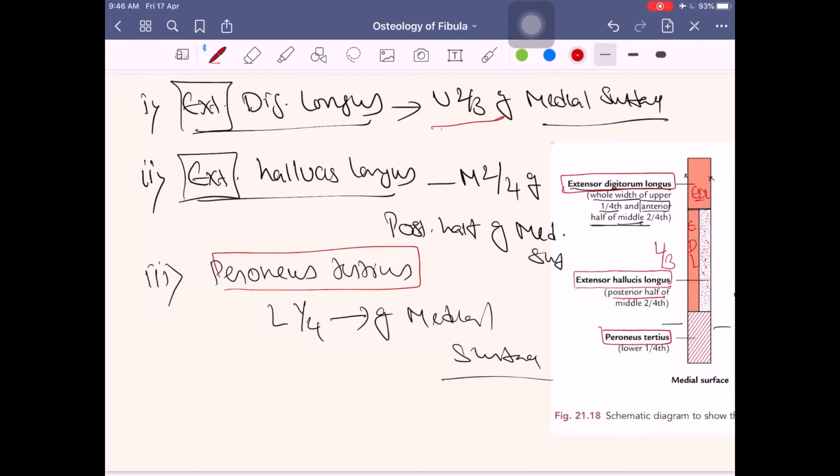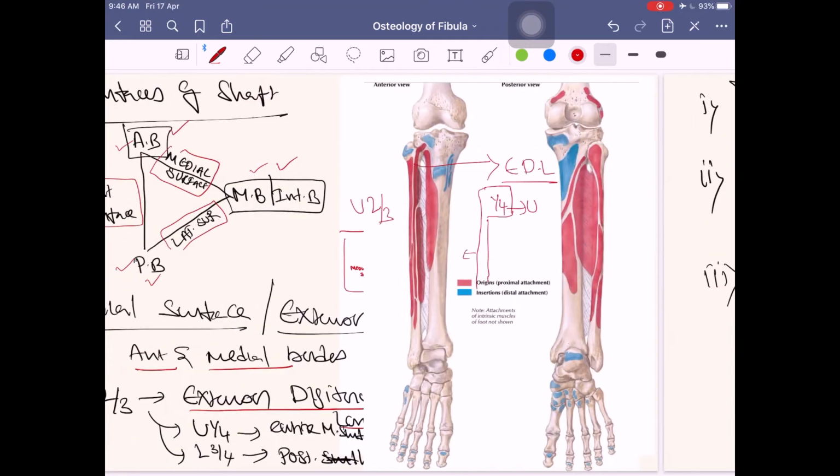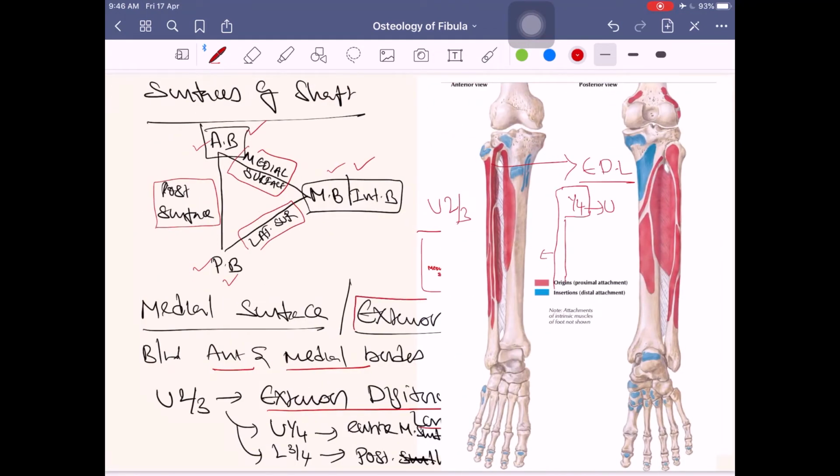Out of these three muscles, two are extensors. One is for the digitorum, all your four toes, and one is for your greater toe, hallucis. That is the reason the medial surface is also called the extensor surface, because the extensor muscles arise from it. So let us see this muscle in the application.